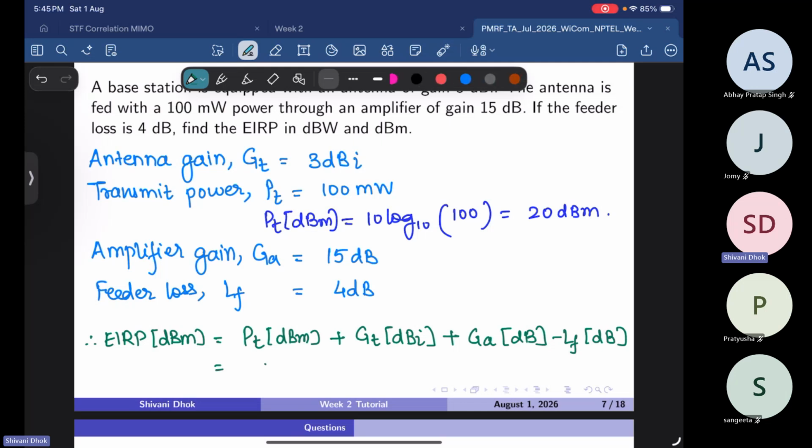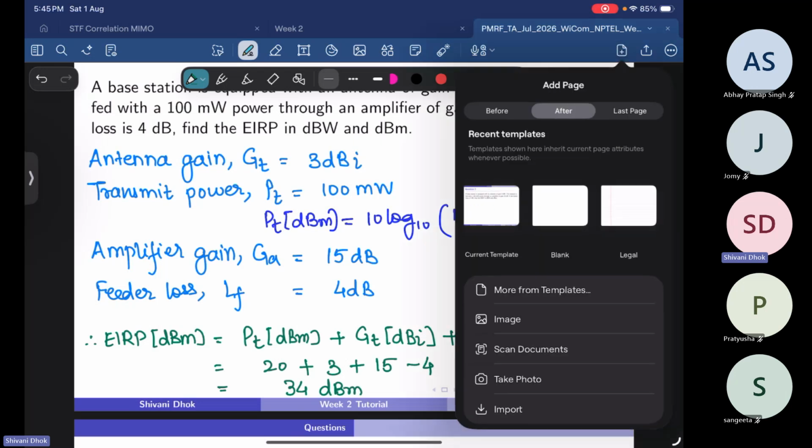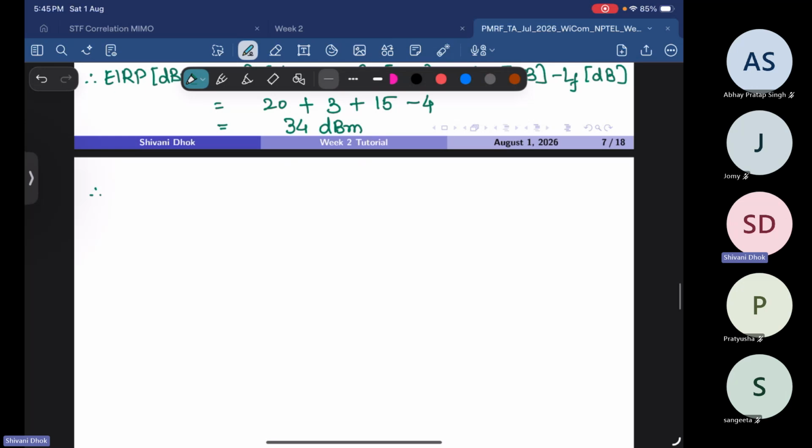So your transmit power is 20 dBm, plus you have your antenna gain of 3, plus you have amplifier gain of 15 dB, and minus your feeder loss of 4. So this is equal to 34 dBm. This is what we found in dBm. So therefore, EIRP in dBm is 34 dBm.